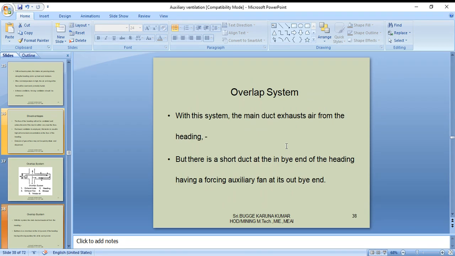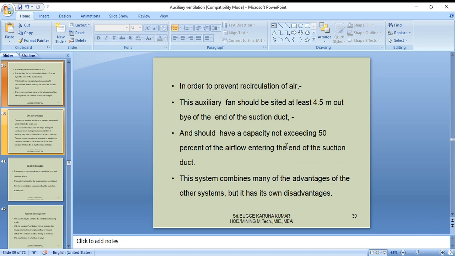With this system, the main duct exhausts air from the heading, but there is a short duct at the inby end of the heading having a forcing auxiliary fan, and its outby end. In order to prevent recirculation of air, this auxiliary fan should be sited at least 4.5 meters outby the end of the suction duct. This is very important, where to locate the exhaust fan or where to locate the forcing fan. It should have a capacity not exceeding 50% of the airflow entering the end of the suction duct.